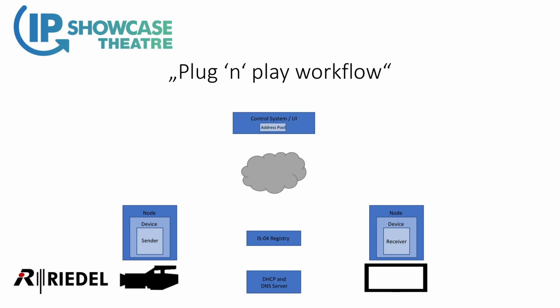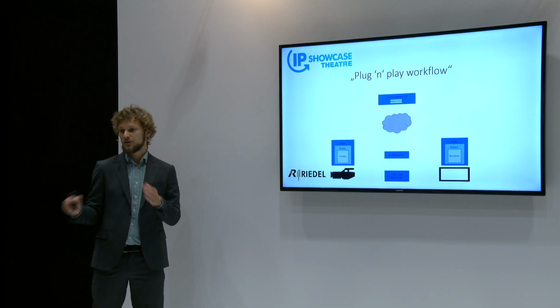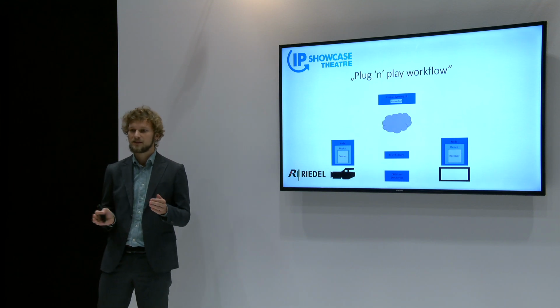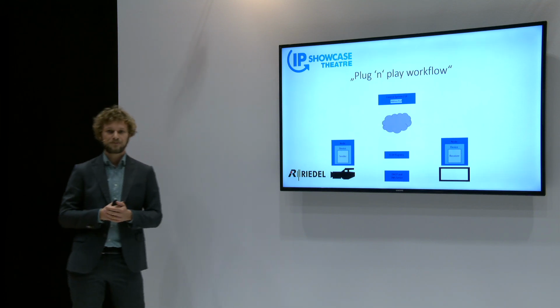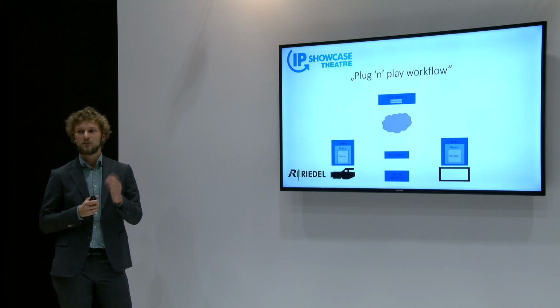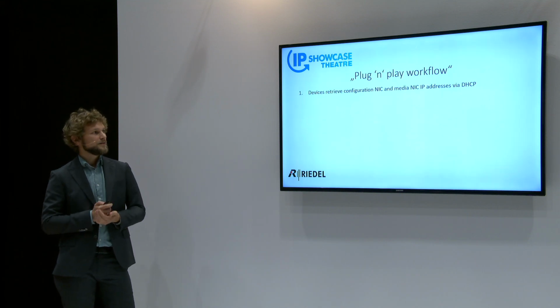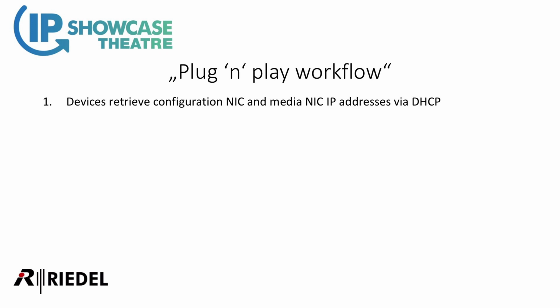And we add an address pool in the control system. Like John pointed out before, you can just add a multicast range for your event if you're sure that no one else is using this network. You have one central point to give out multicast addresses, and then the devices plug into the network and register, and they get the addresses via DHCP for their config interface and for the media interfaces.